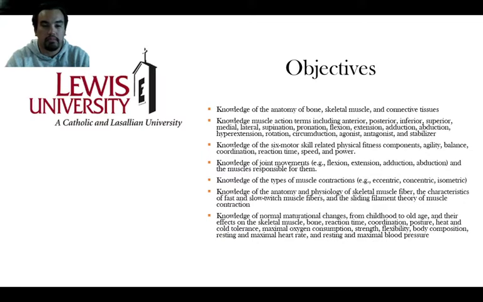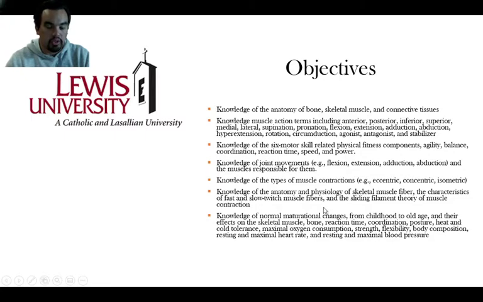Knowledge of the 6 motor skill related physical fitness components: agility, balance, coordination, reaction time, speed, and power. Then we will also go over knowledge of the joint movements, flexion, extension, abduction, adduction, and the muscles responsible for them, knowledge of the types of muscle contractions, knowledge of anatomy and physiology of skeletal muscle fiber characteristics, fast twitch, slow twitch muscle fibers, and sliding filament theory.